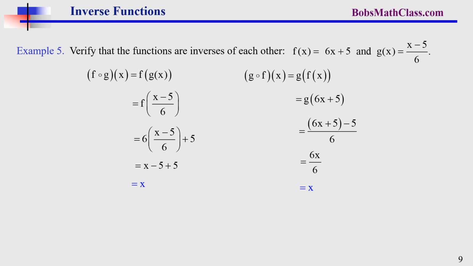If we didn't get x, then we haven't verified. Then they're not inverses of each other. But since the directions said verify, we had to get x. If we didn't get x, then we've done something wrong. So whenever you're verifying, you must get x for both of them. If you don't, it's incorrect. Go back, fix it. So f of g of x equals x, and g of f of x equals x.